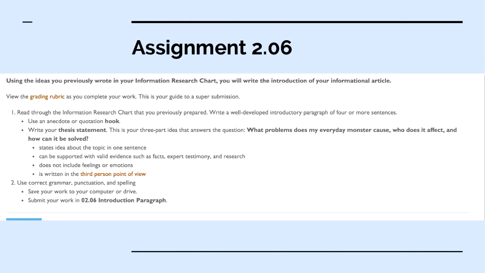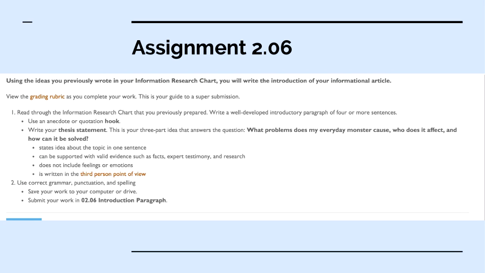So when you look at your assignment for 2.06, it kind of reiterates everything that we've gone over, okay? You want to start a new document. In this document, you'll turn in all the parts of the essay. So for 2.06, you're writing the introduction. And then when you go to write the body paragraphs for 2.08, you'll keep it all in the same Google document, okay? You want to, number one, in order to do the assignment, read through the informational research chart that you have previously prepared for 2.04.